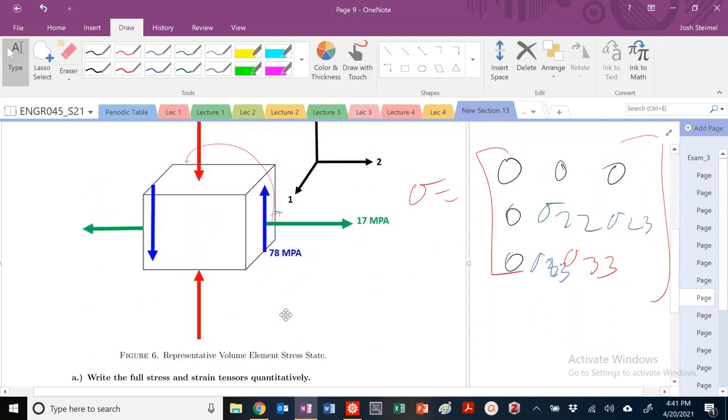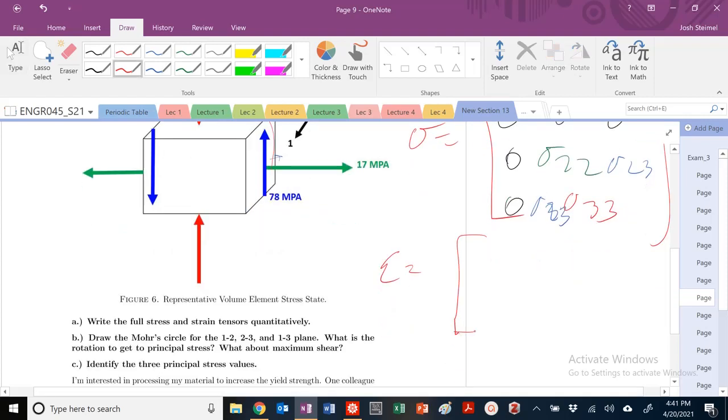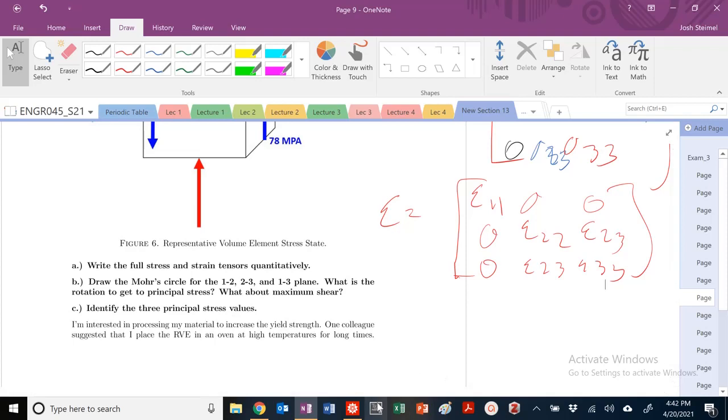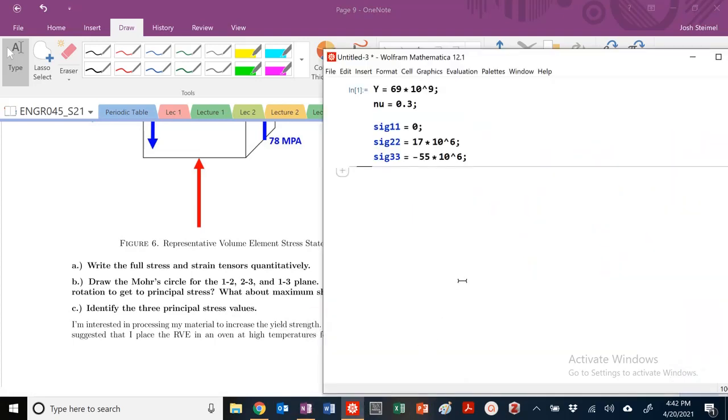Let's look at our strain tensors. What strain components exist? I don't have a stress in the 1,1, but I do have a stress in the 2,2. So I'm going to have strain in 1,1, strain in 2,2, and strain in 3,3. I'm also going to have no strain here, but I will have a strain 2,3, strain 2,3, and the rest 0. Let's write out these tensors quantitatively.